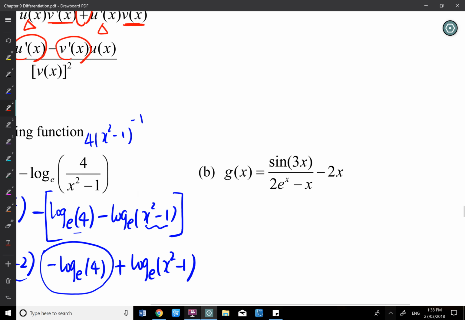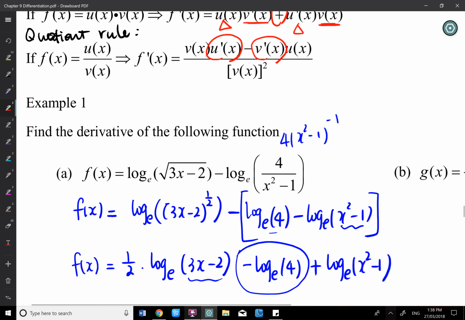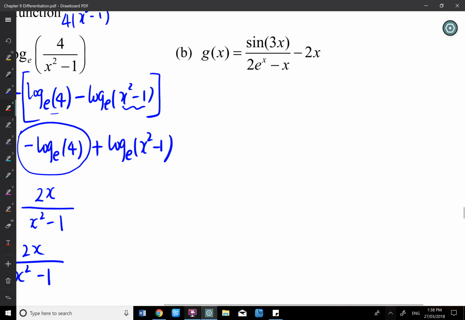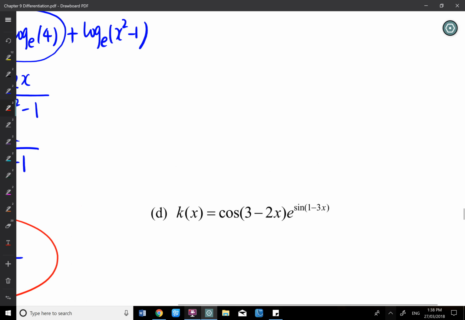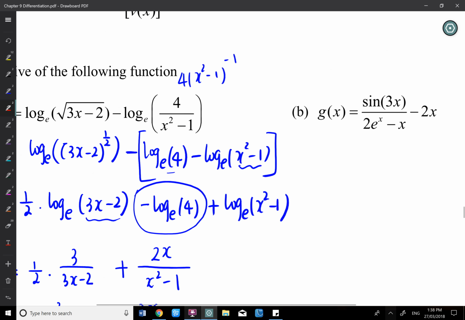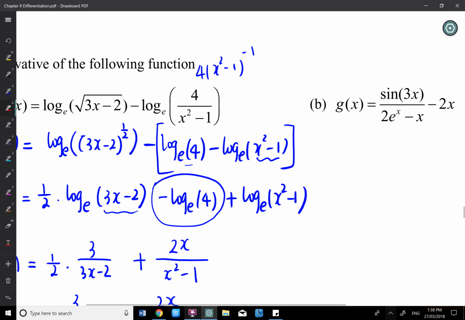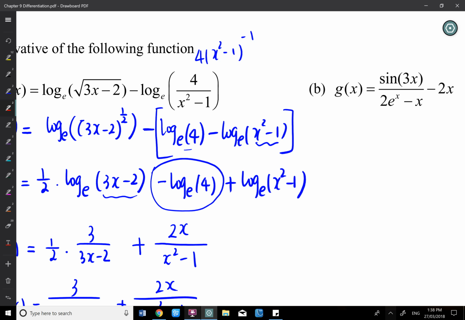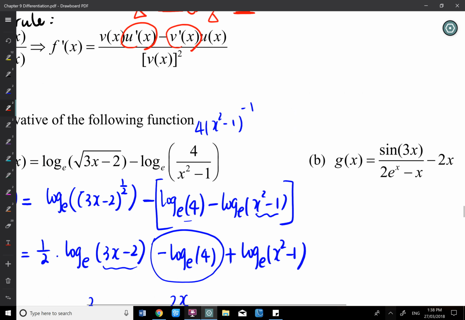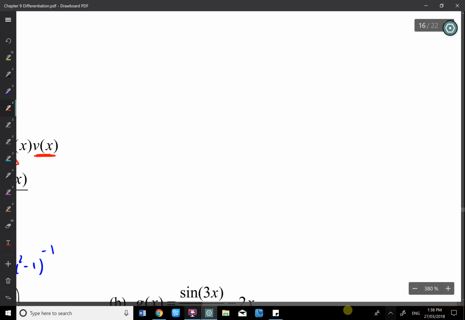That's the quotient rule. So try B and D. Okay, try B and D by using the product rule and quotient rule. See what answer you can get. And one thing I want to talk about: expand and simplify. Okay, that's the thing. Simplify.